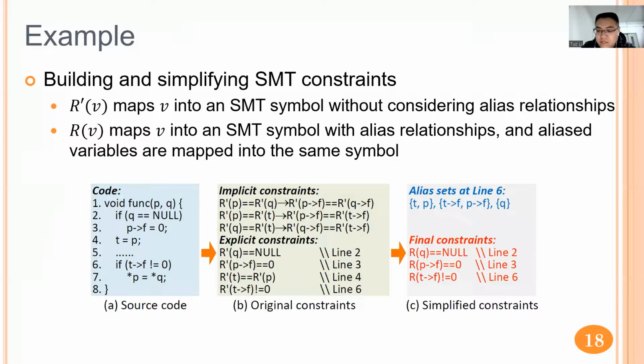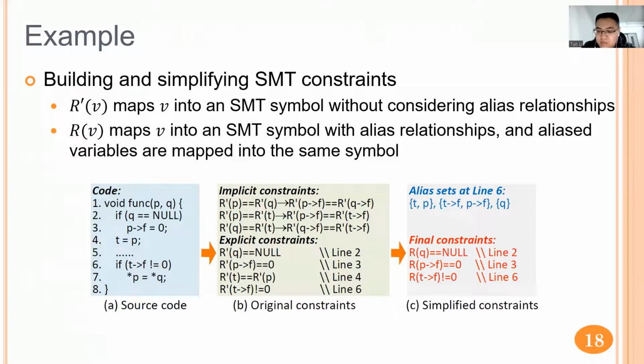The figure shows an example to simplify SMT constraints with alias relationships. We use R' to map a variable into an SMT symbol without considering alias relationships. To validate the code path of a possible null pointer dereference, namely lines 2, 3, 4, 6, and 7, we need to translate the instructions in the code path to SMT constraints. Without considering alias relationships, for each assignment like assign P2 to P1, we need to add an explicit constraint R' P1 is equal to R' P2.